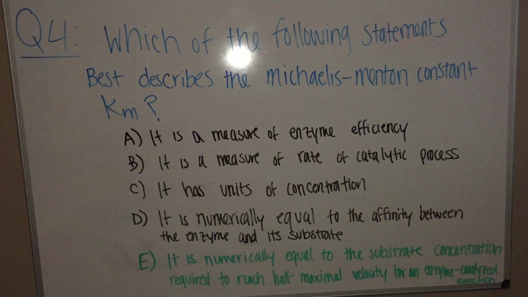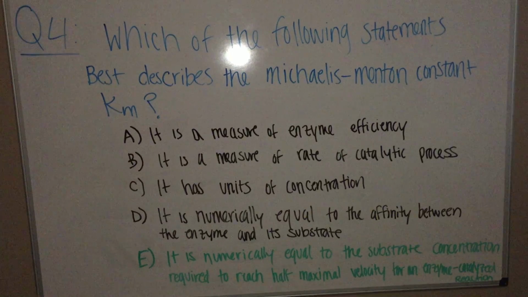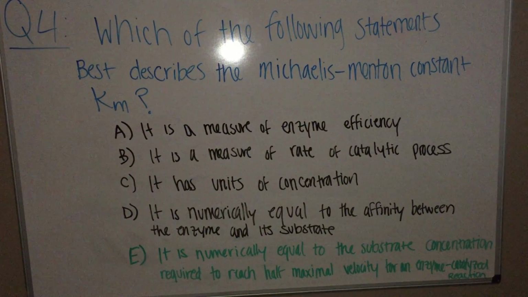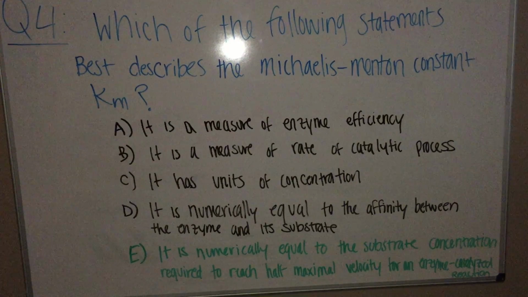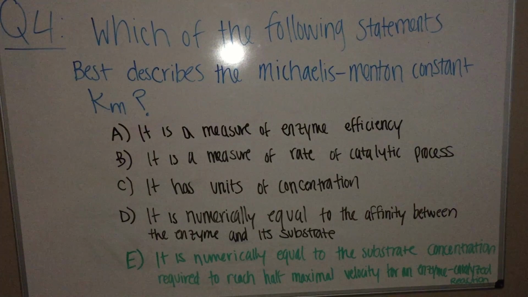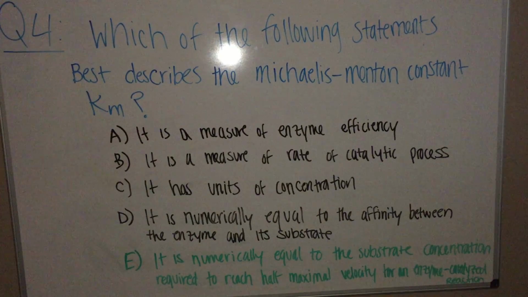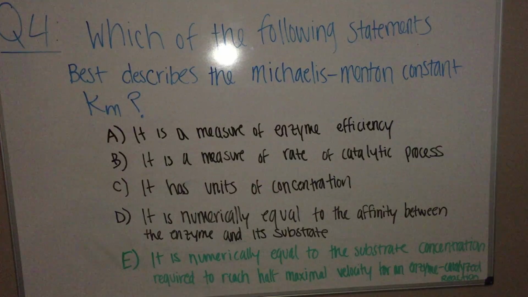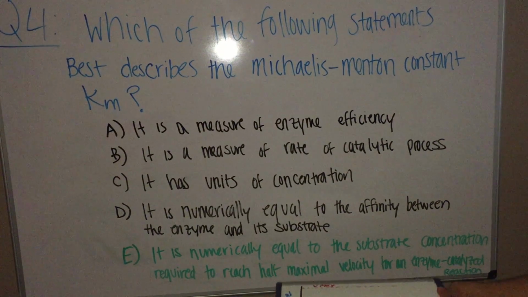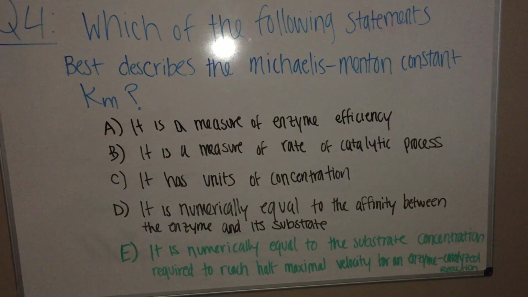So then the last answer remaining is E, which, as we said earlier, is numerically equal to the substrate concentration required to reach half maximal velocity for an enzyme-catalyzed reaction. So as we see, this is the exact definition of what Km is. D is a really great answer, but it's not the best answer because E is the actual definition. D would be a correlation made out of the chart that we see.